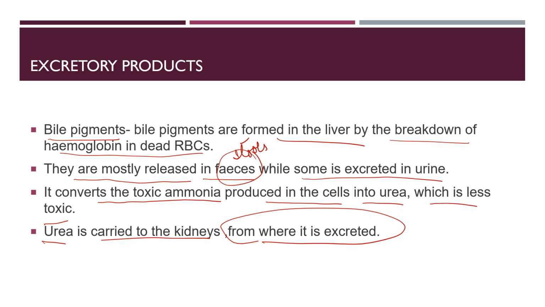So the toxic ammonia is converted to urea, which is less toxic, and it is carried to the kidneys from where it is excreted. So bile pigments are another excretory product in humans. Till now we have spoken about nitrogenous waste products like ammonia, uric acid and urea. Then come the extra salts, which are excreted through the urine and the sweat glands. Bile pigments, excess vitamins, carbon dioxide and water are also excreted. Water is excreted in the form of urine and carbon dioxide from the lungs.